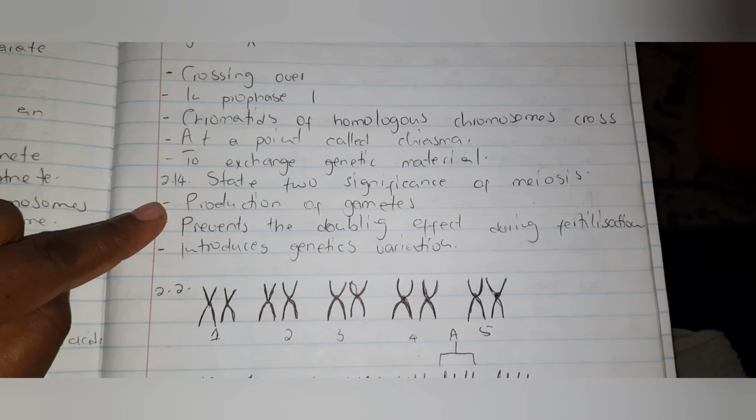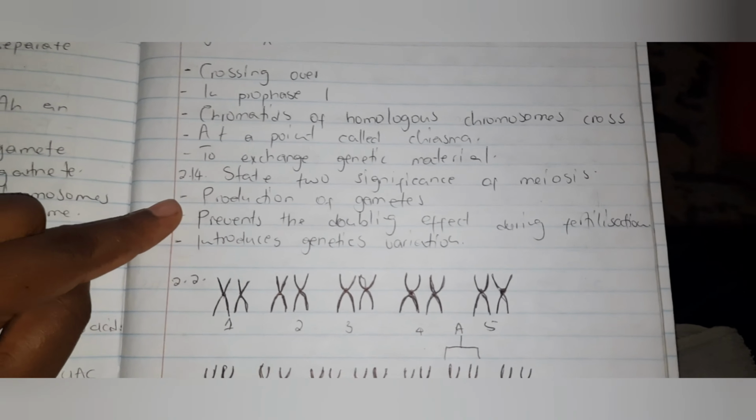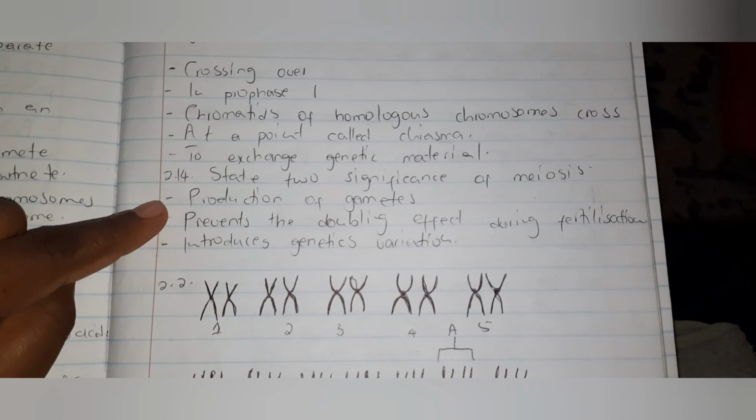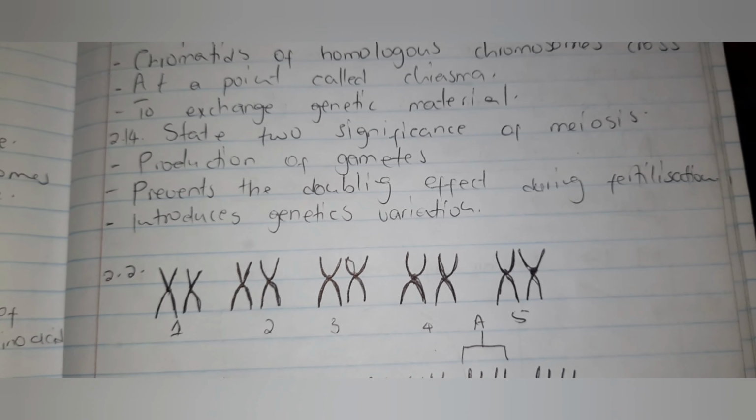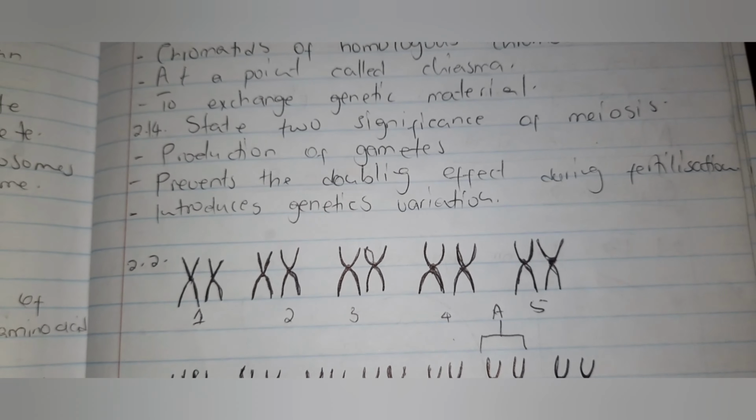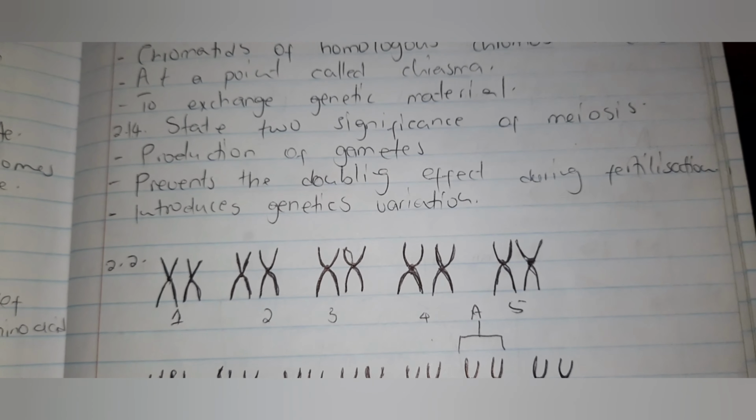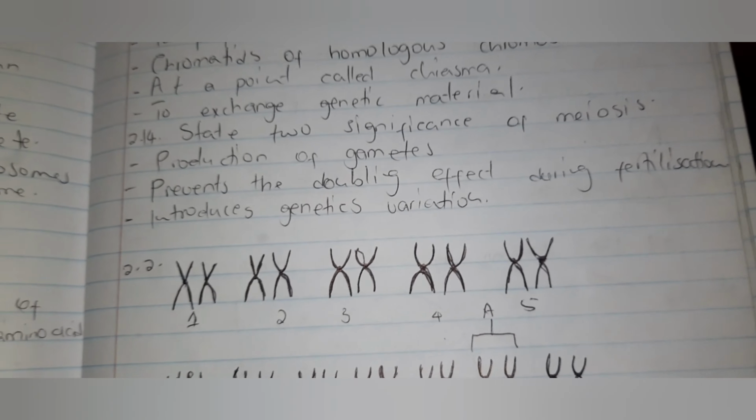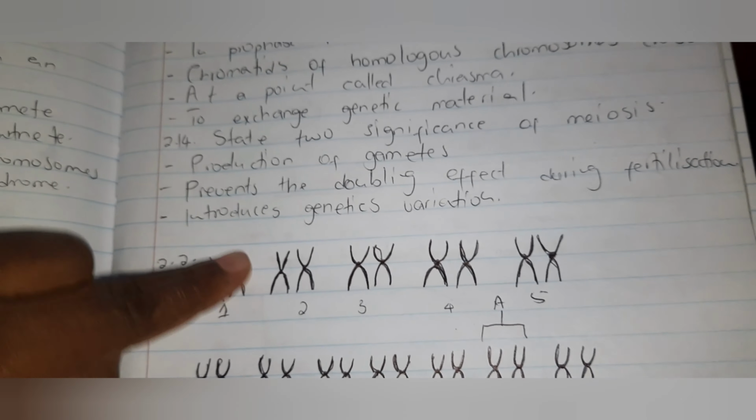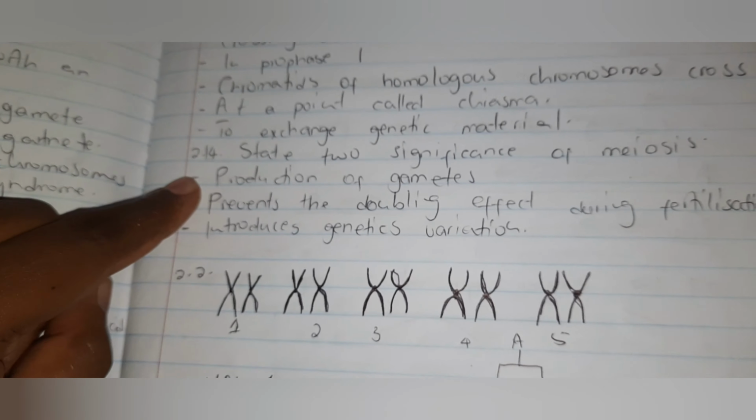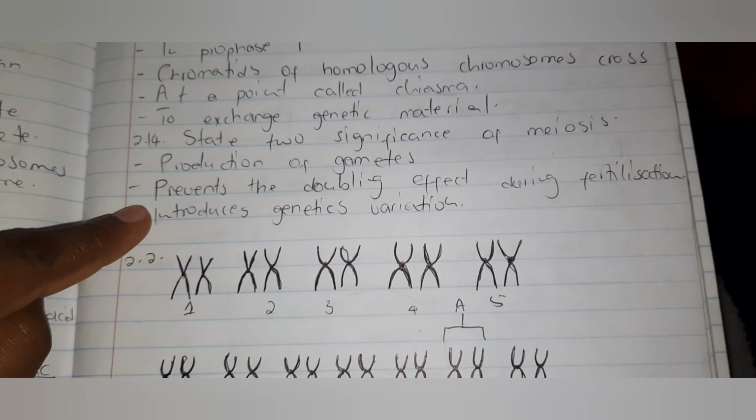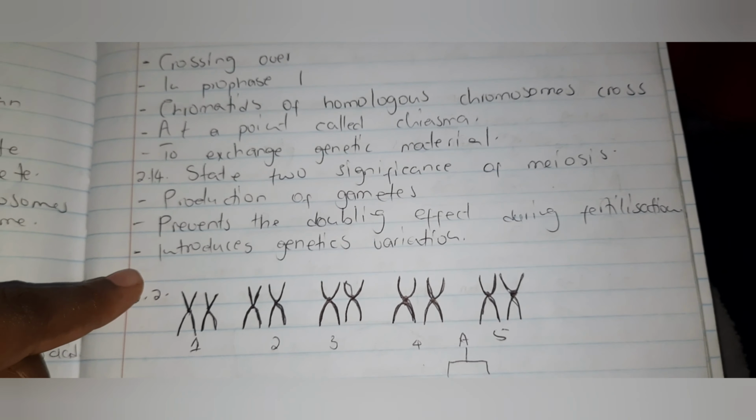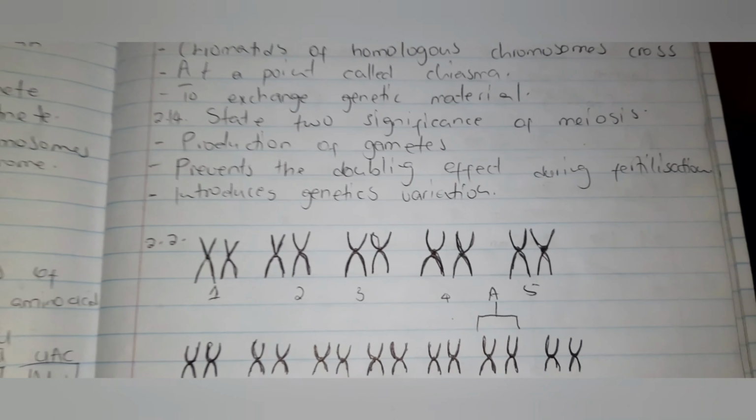And then let's go to 2.1.4. State two significance of meiosis. If you can recall from the previous session that I did of meiosis, I told you that it's important for you to know the significance of meiosis. So in here we were asked to mention 2, but I mentioned 3, and it's okay. You can choose any that you can remember in an exam. It's production of gametes, prevents the doubling effect during fertilization, and introduces genetic variation.